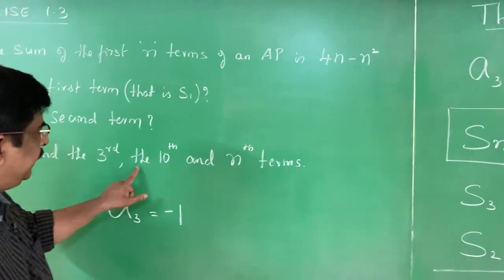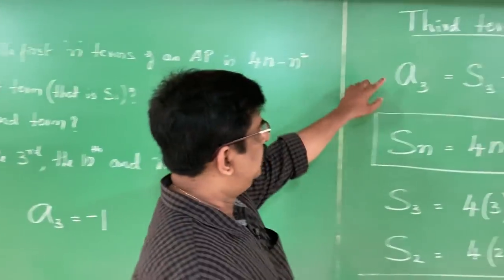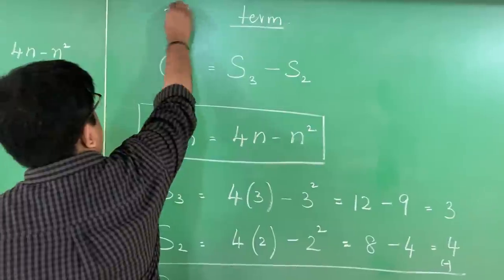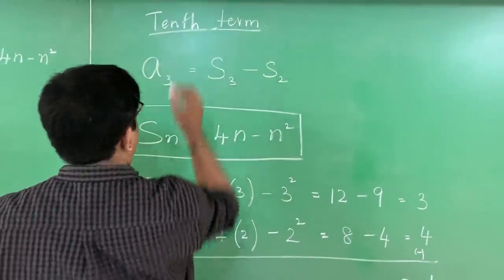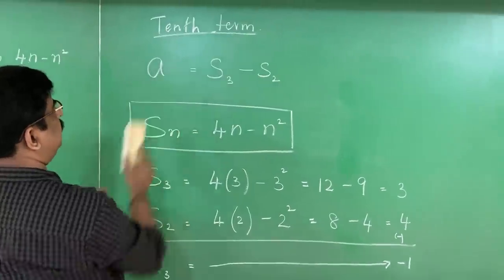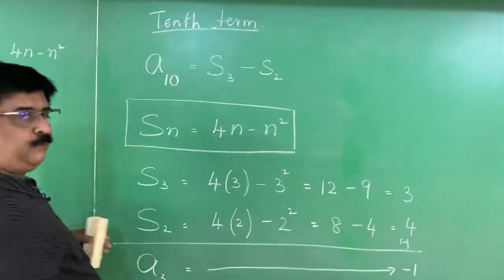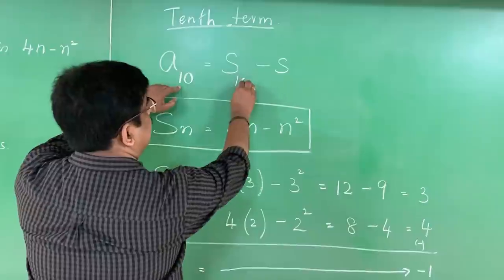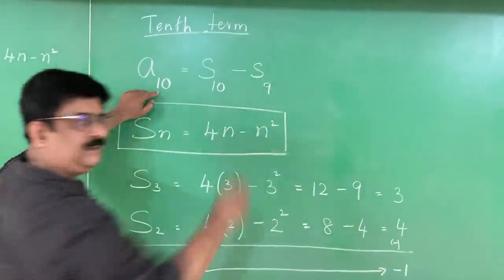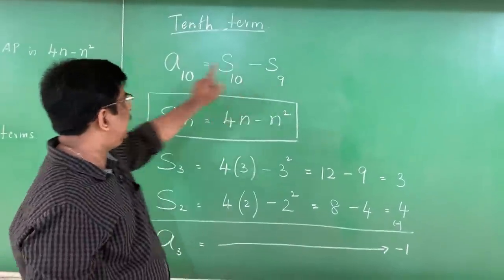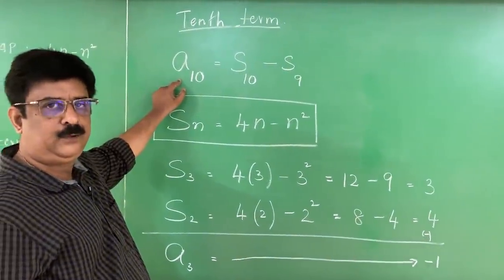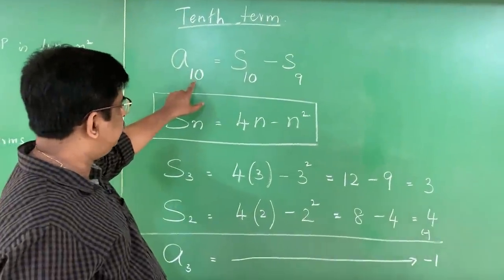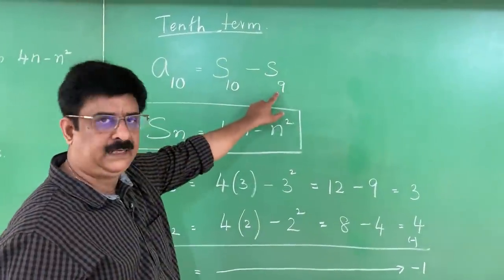Now which one do you want? 10th term you want. Now I want the 10th term. If I want the 10th term, what should I do? I write S10 minus S9. S10 minus S9 is A10. You should be able to understand. This is logic, common sense. 10th term is equal to S10 minus S9.